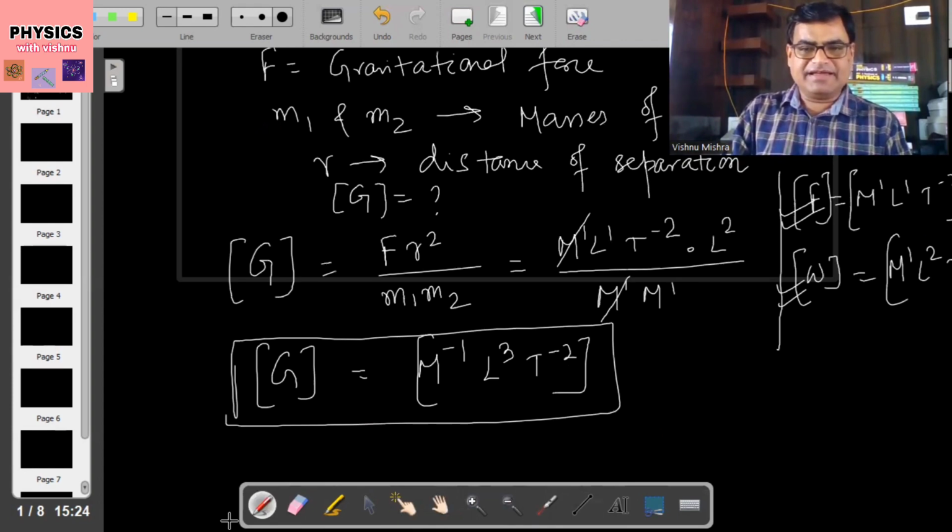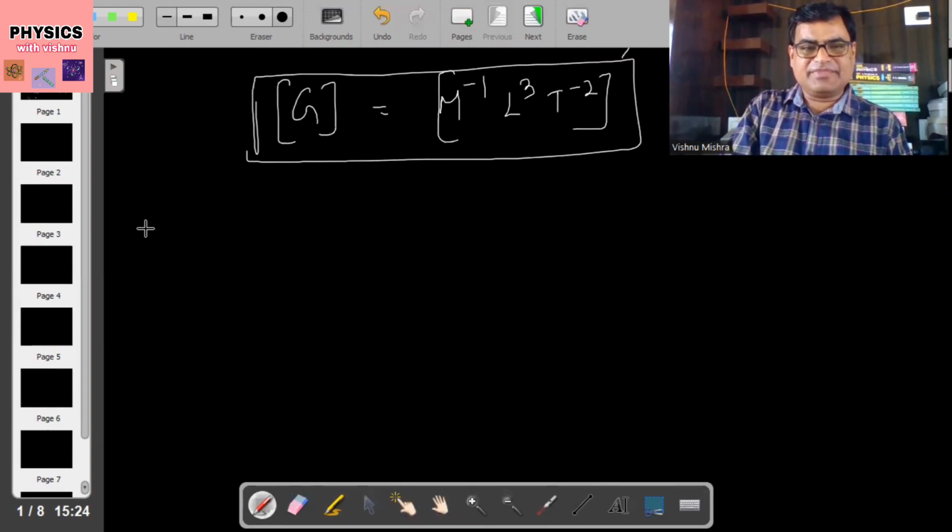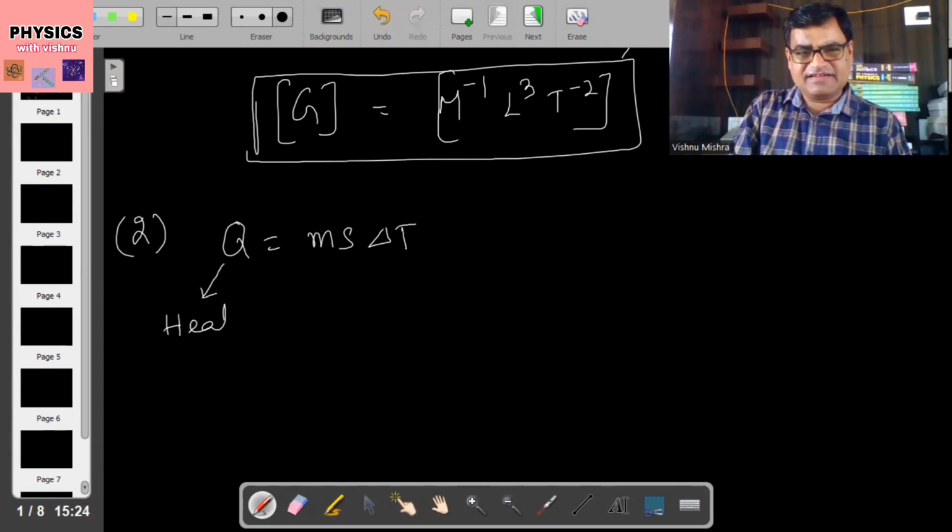I will give you a formula and you quickly write down its dimension. Similarly, the second formula is Q equal to m s del T. Write down what the physical quantities are. Q is the heat, not charge. Q can mean heat as well as charge, but that will be given in the question. Here Q is heat.